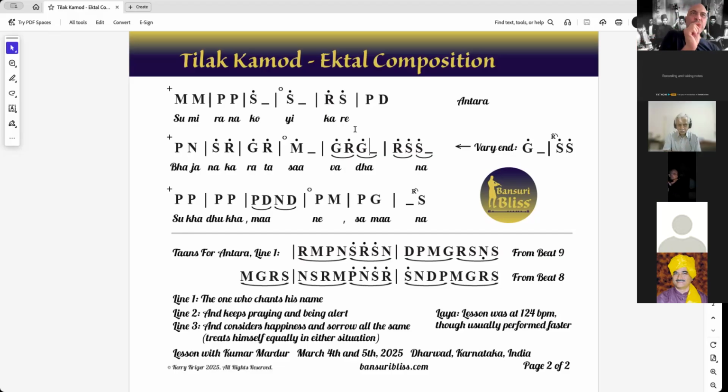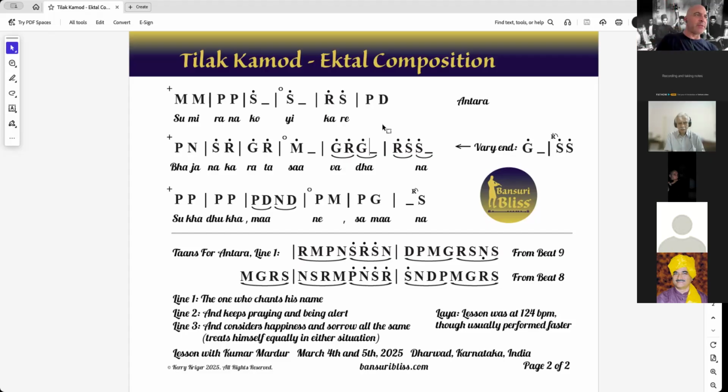All right, two, two, two, two. You could tongue it: pa pa pa pa, or you can do da pa da pa da pa da pa. Use some gamak.